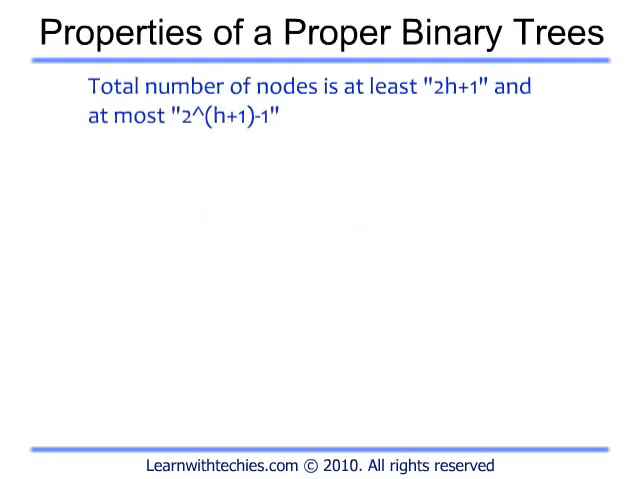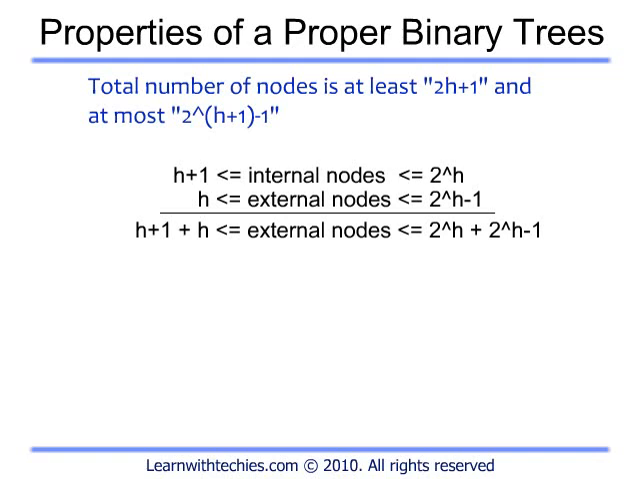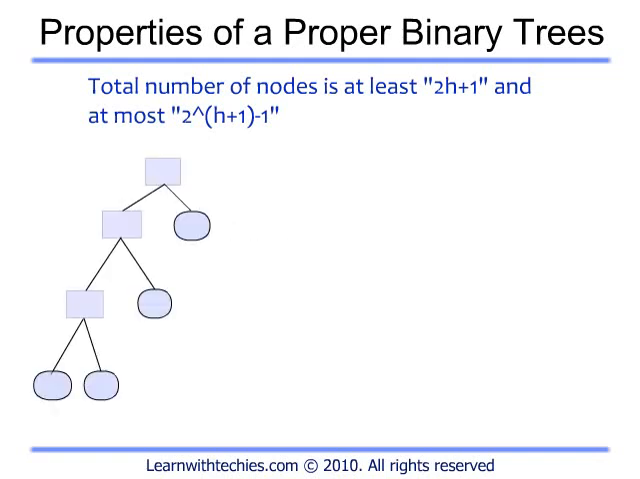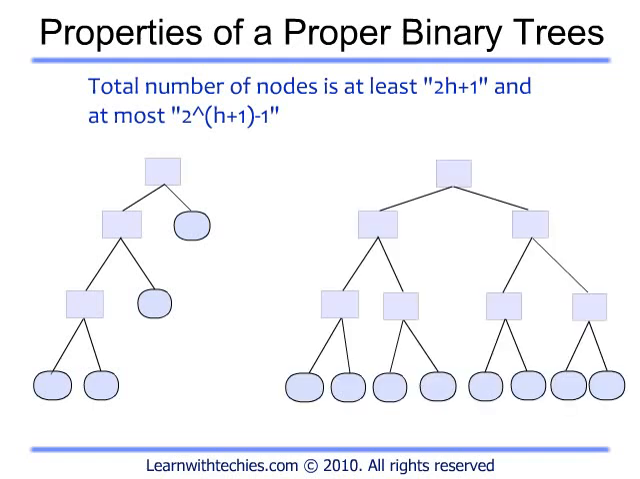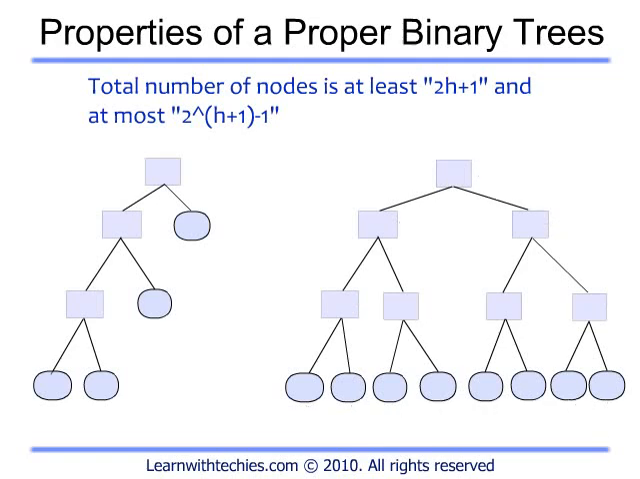Let's prove the third property, which states the total number of nodes falls between twice the height plus 1, and 1 less than 2 to the power height plus 1. One way to prove that would be by adding the total number of internal and external nodes, which we saw in the previous 2 slides. But, let's also prove it using a tree of height 3. In worst case tree, total number of nodes is 7, which is twice the height plus 1. In best case tree, total number of nodes is 15, which is 1 less than 2 to the power height plus 1.